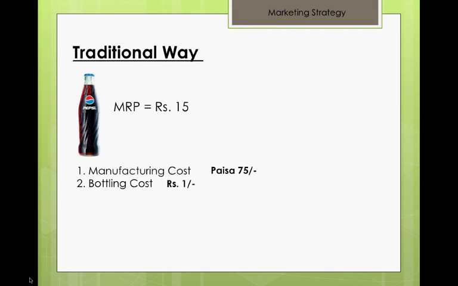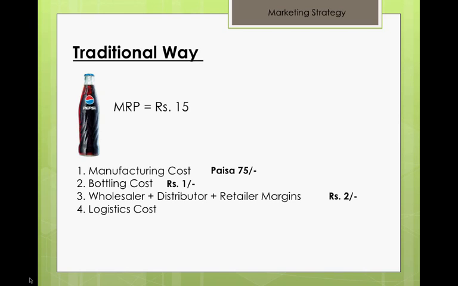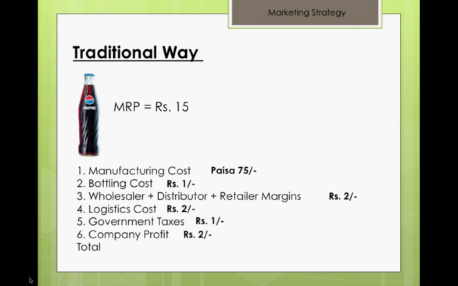So anyway, the bottling cost of this product comes out to be 1 rupee, and then the wholesaler, retailer, distribution margin is again 2 rupees. Logistics cost is 2 rupees per bottle. Government taxes are 1 rupee, and then the company's profit is 2 rupees. Total, if we add up all this, we have only spent 8.75 rupees so far. But where is the balance of 6.25 rupees going?